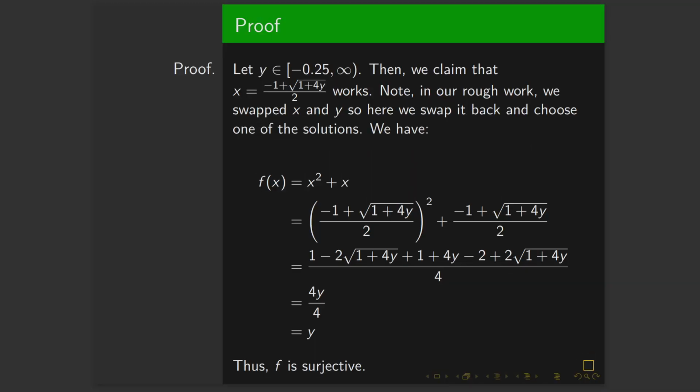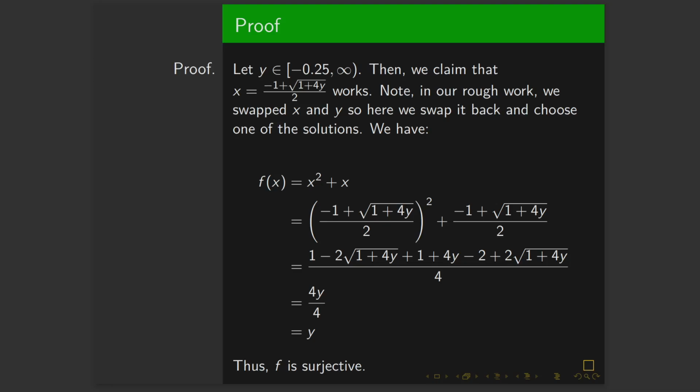So we're going to let y be in our codomain, negative 0.25 included all the way up to infinity. Then we claim that x equals negative 1 plus the square root of 1 plus 4y, all over 2, works. So here we're just doing the positive version, plus the square root of 1 plus 4y. And because in our rough work we swapped x and y, we swapped them back.